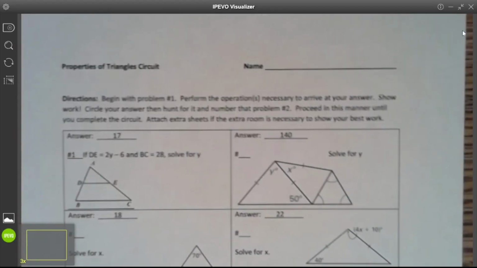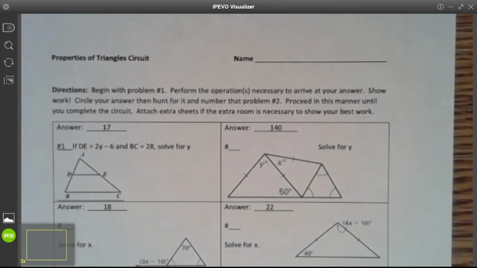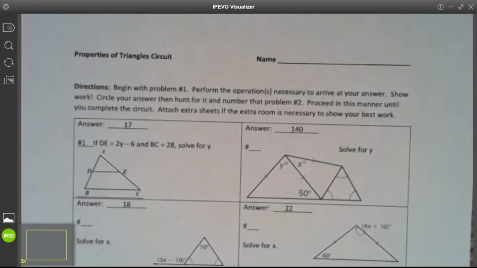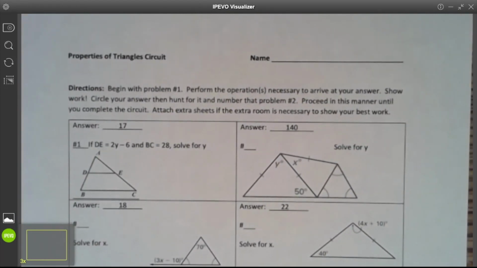We want to begin looking at the properties of triangles circuit. A circuit is very similar to what some call a round the room or a scavenger hunt. It is just putting all of that information on one page. This is an activity that several AP teachers use throughout the country, where it is taking that scavenger hunt and putting it all on paper.